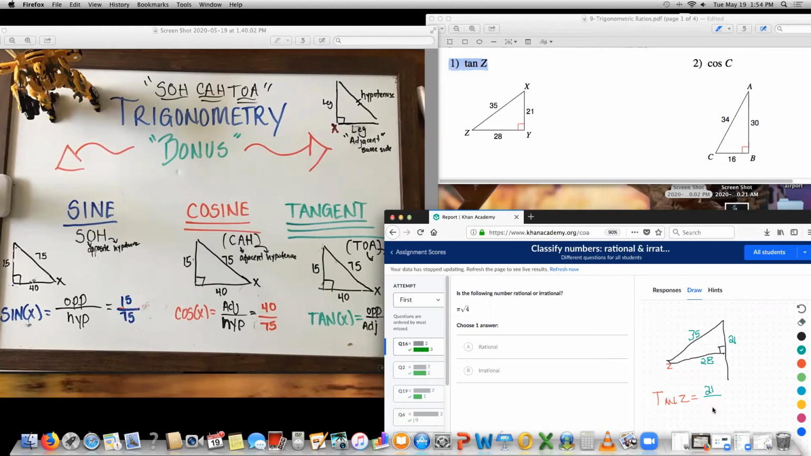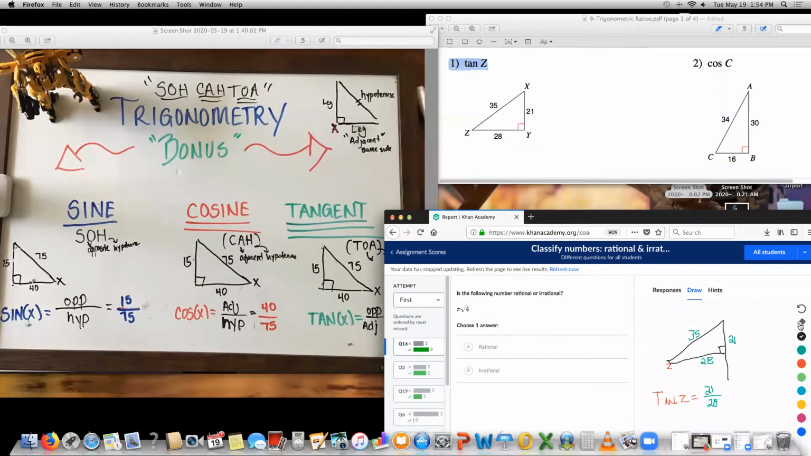So, yeah, 21 over 28. It's just opposite over the adjacent. Now you got this over here with the cosine of C. Cosine, remember, is just adjacent side over the hypotenuse. So first, what's the hypotenuse in this one? 34 is our hypotenuse, right?